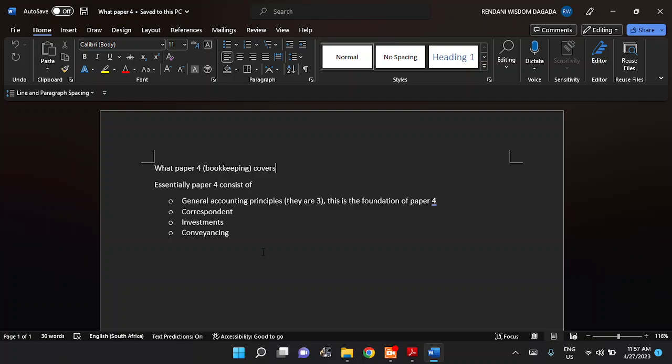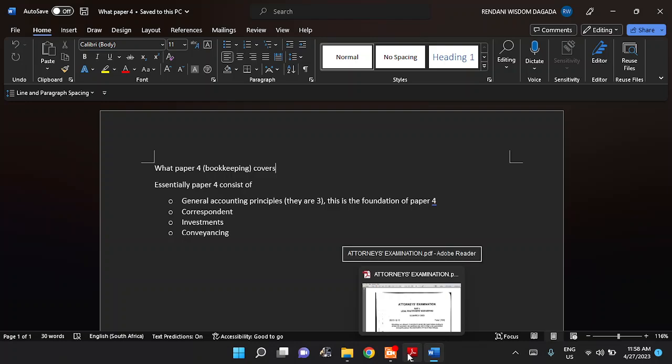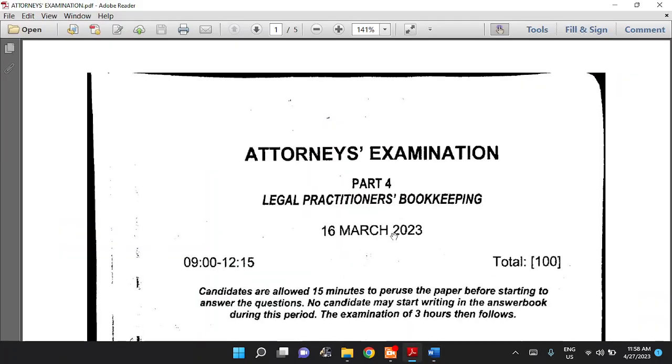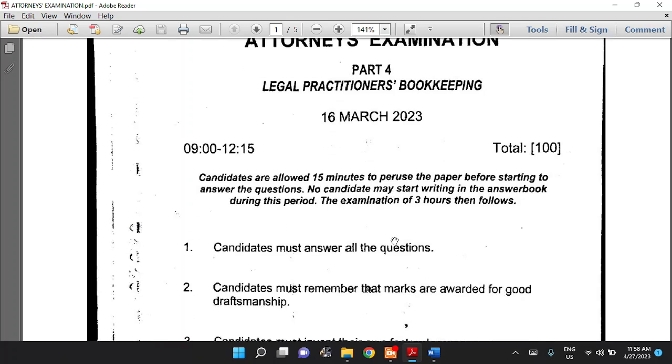So essentially, if you know these 4 concepts, you are going to be able to pass your exams, except maybe the theory part that I didn't include here. And that is it. Now let's look at the question paper for the recent exam that just passed, the 16 March exam. Yes, this is the question paper that the candidate attorneys wrote. So let's go over the question paper.